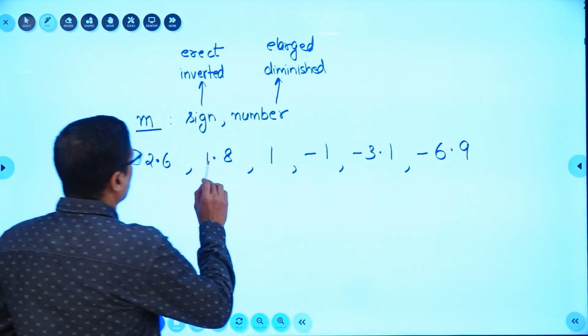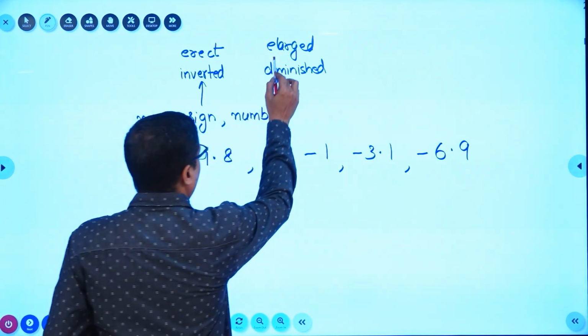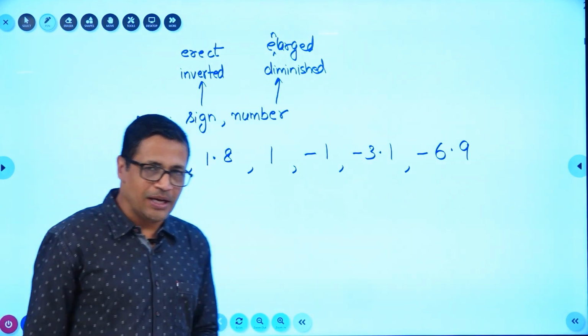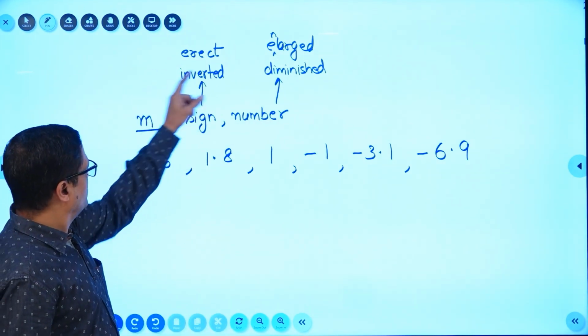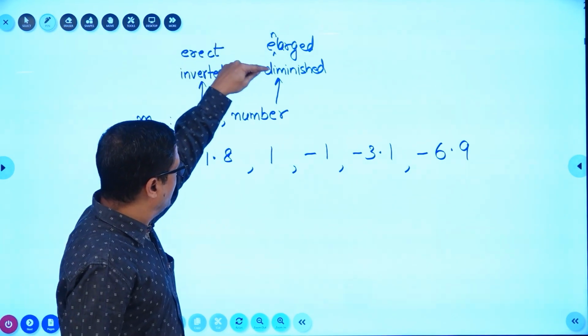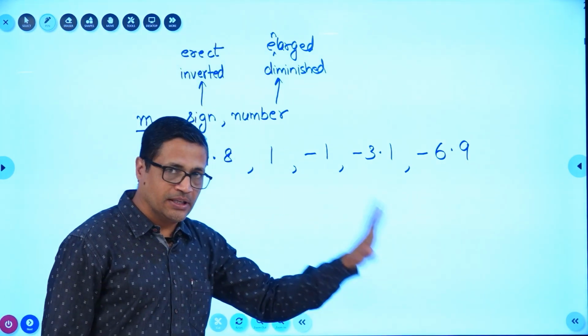Right. So, just a second. I think I missed the letter here. It should be enlarged. Right? Yeah, mistakes do happen. So this is erect and inverted. That information is given by the sign. Enlarged and diminished. That information is given by the number.